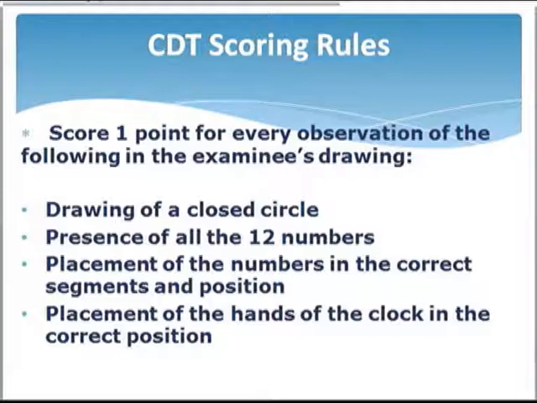Score 1 point for every observation of the following in the examinee's drawing. Drawing of a closed circle. Presence of all the 12 numbers. Placement of the numbers in the correct segments and position. Placement of the hands of the clock in the correct position.